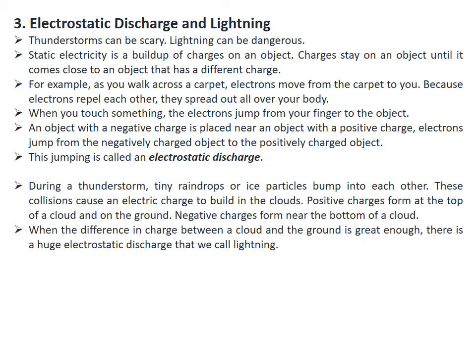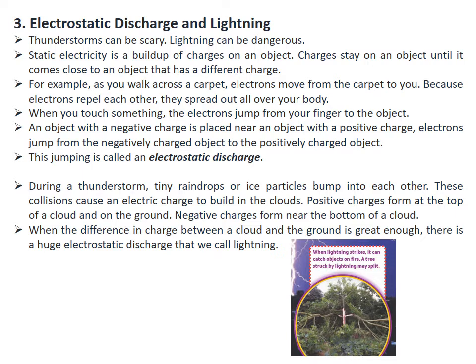During a thunderstorm, tiny raindrops or ice particles bump into each other. These collisions cause an electric charge to build in the clouds. Positive charges form at the top of a cloud and on the ground, and negative charges form near the bottom of a cloud. When the difference in charge between a cloud and the ground is great enough, there is a huge electrostatic discharge that we call lightning. So, when lightning strikes, it can catch objects on fire. A tree struck by lightning may split.